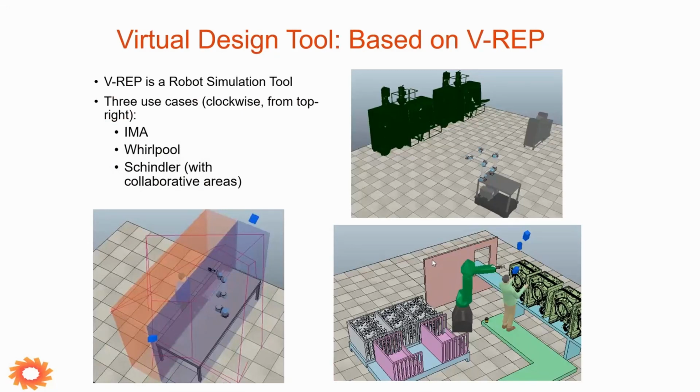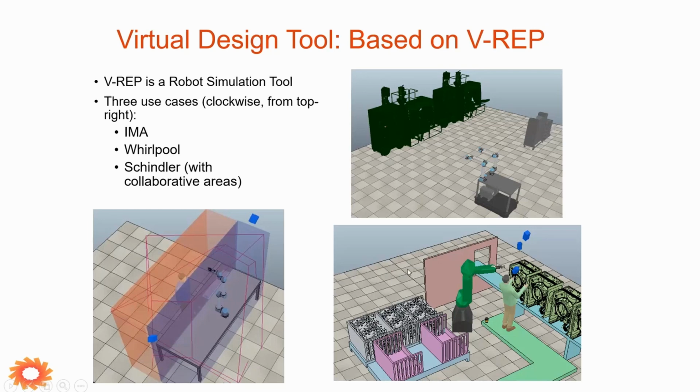The virtual design tool is developed on the basis of the program VRAP, which is a robot simulation tool. Here you see some examples from the three use cases. On the top right, we have the IMA use case. On the bottom right, the Whirlpool, and on the bottom left, the Schindler use case.